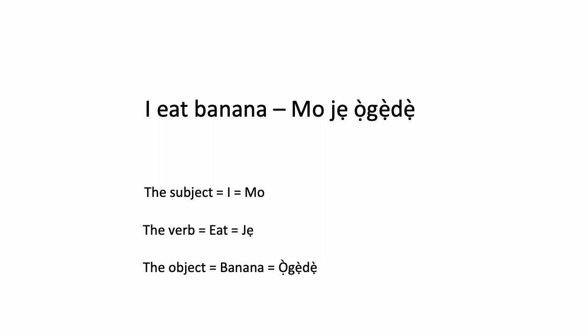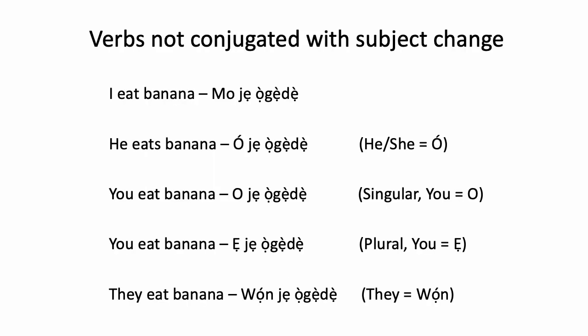Like I said earlier, it is very important to understand how to use tonal signs to be able to pronounce Yoruba words correctly. Once again, watch out for a video on how to use tonal signs to pronounce Yoruba words correctly. Now, let's dive deeper. Let's consider the same sentence, I eat banana, which is mo je ogede.